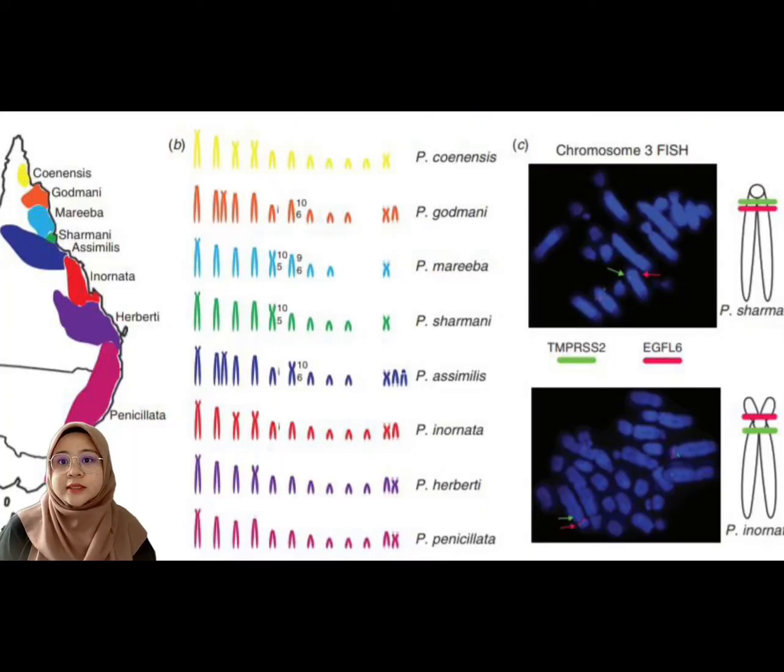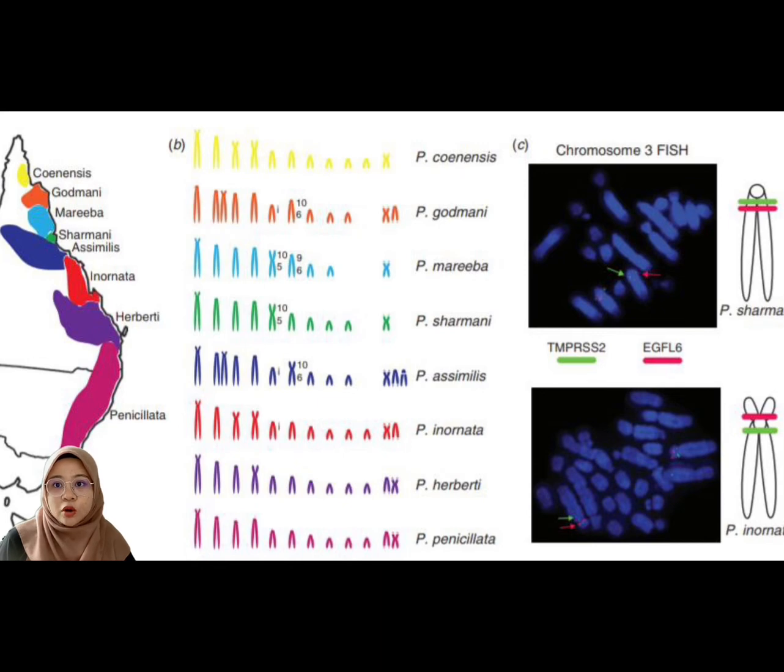This figure shows an illustration of chromosomally diverse Australian East Coast rock wallabies, or what we call Petrogale. A shows the distribution map of the species. B shows karyotypes of 8 of the East Coast species, highlighting arrangements including fusions 6 to 10, 5 to 10, and 6 to 9, inversions, and variable karyotype morphology of chromosome 2 and the X chromosome. The nucleolus organizer region is highlighted on the X chromosomes by white lines.